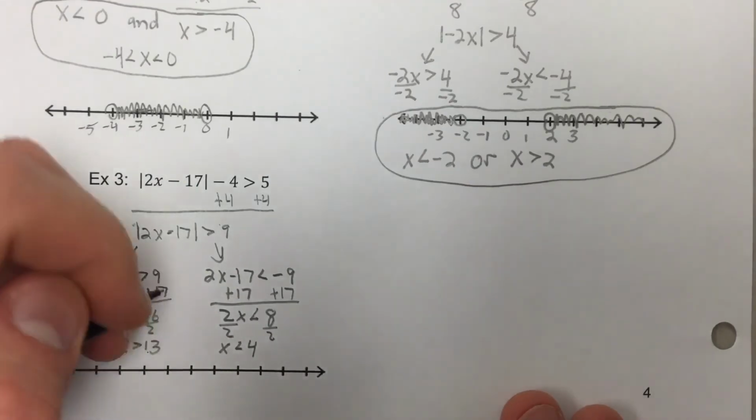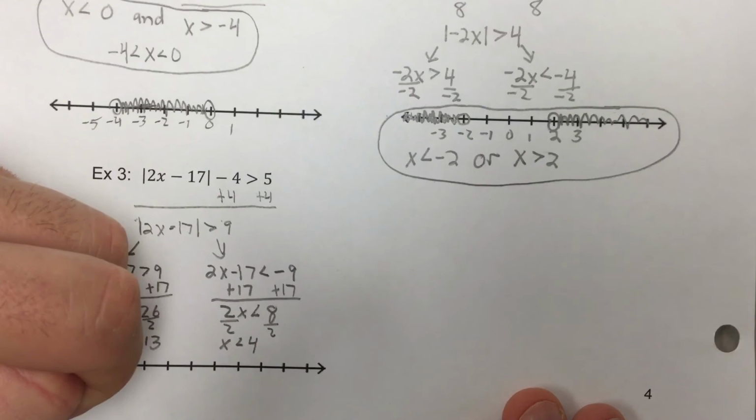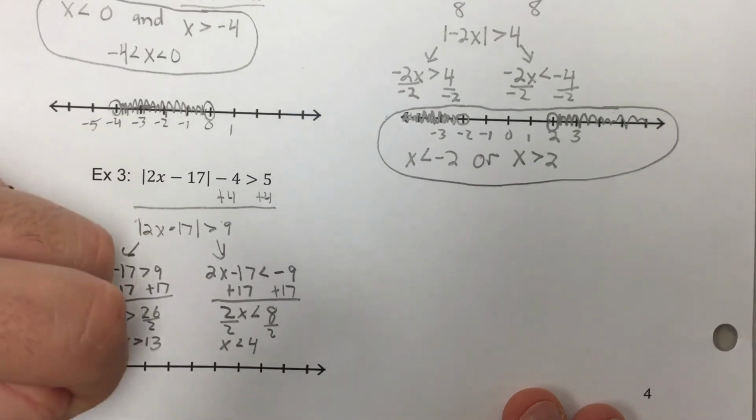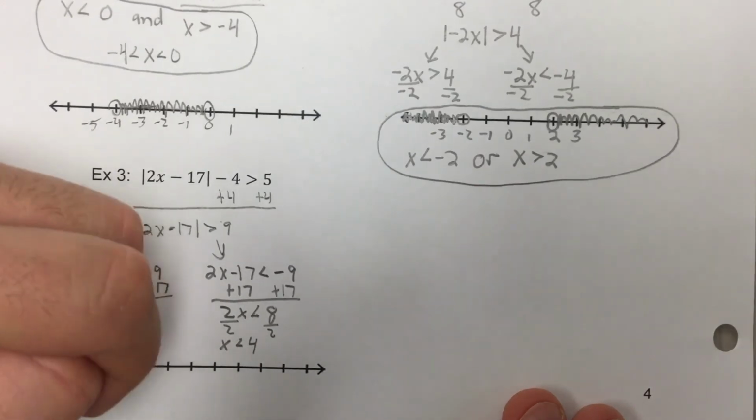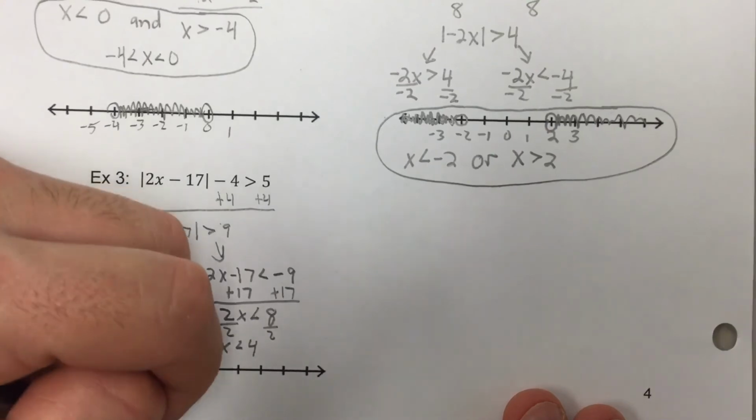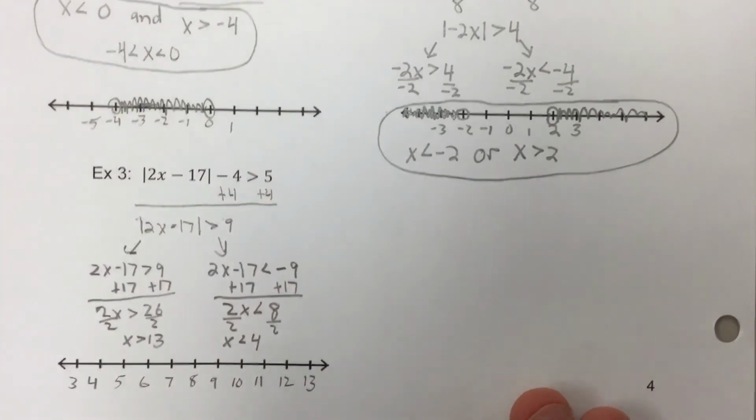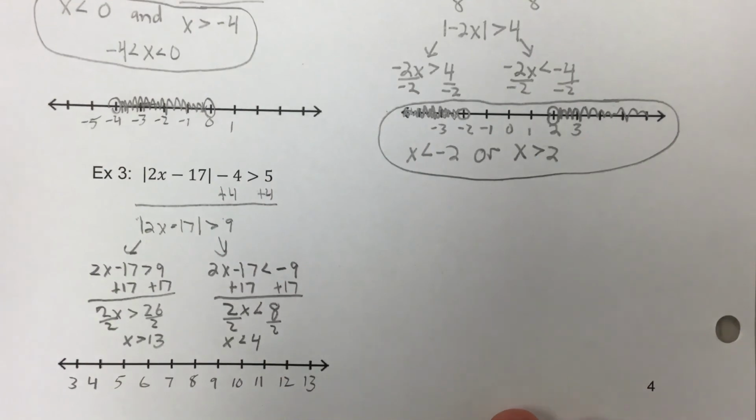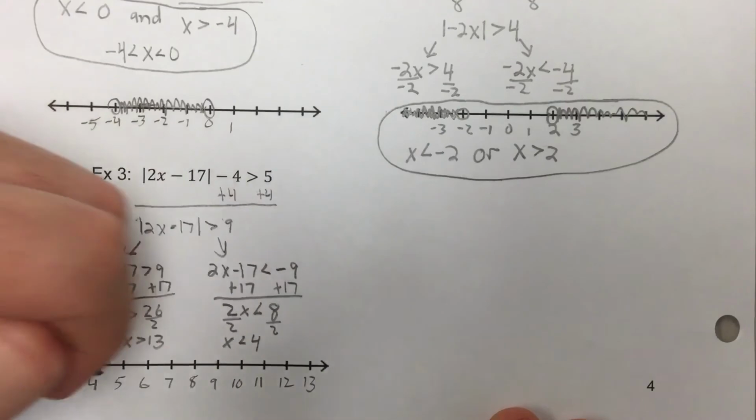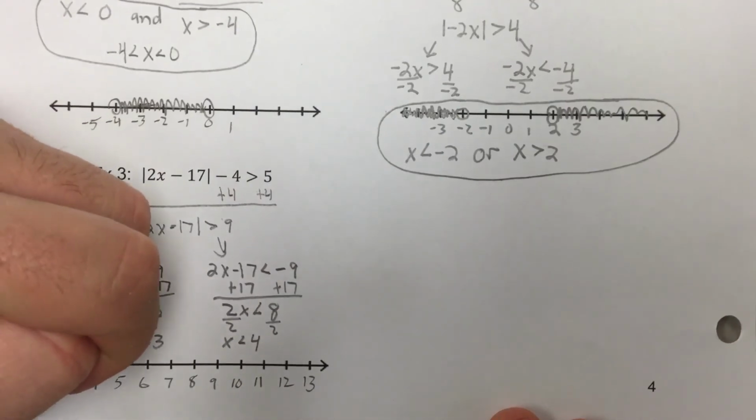All right, so when I go to graph this, I'm going to put 4 here. That would be 3, 5, 6, 7, 8, 9, 10, 11, 12, 13. I have open dots on both of them. Again, the only time it's closed is if you have equal to. It just so happens all these are not equal to.